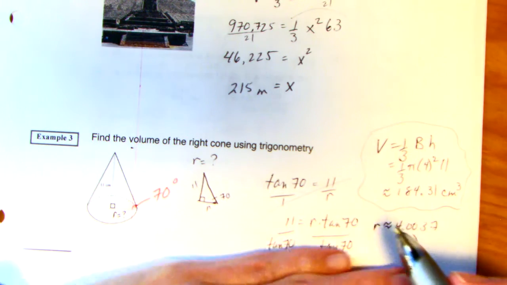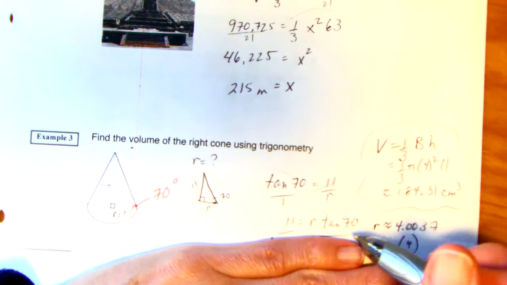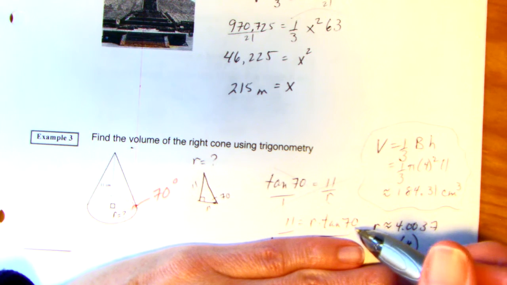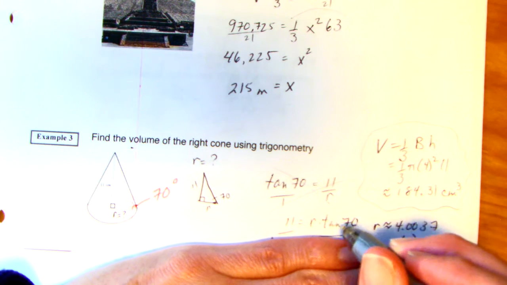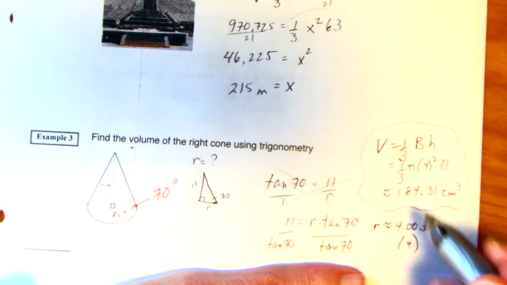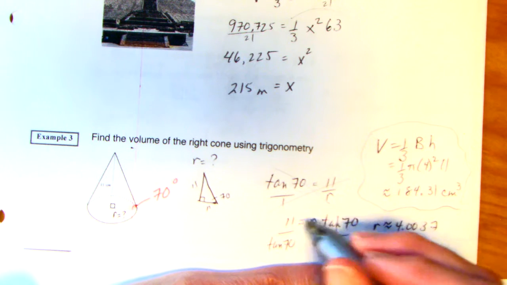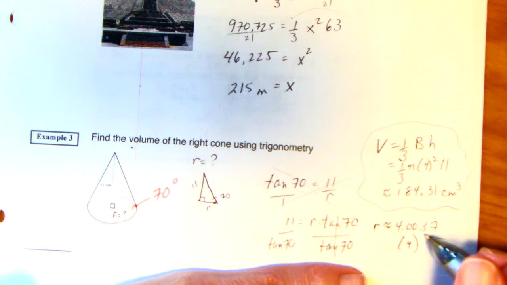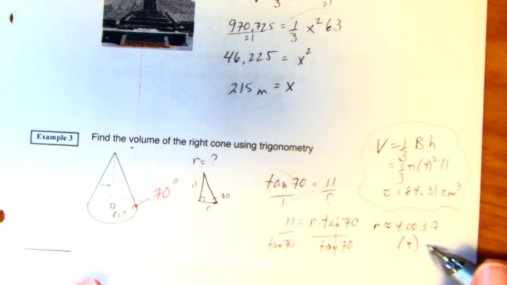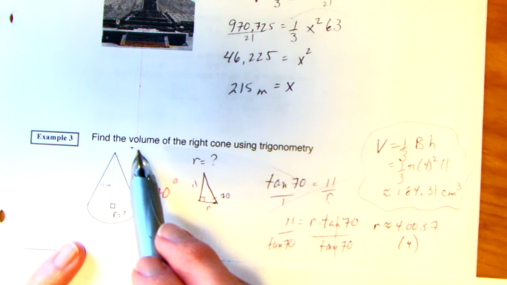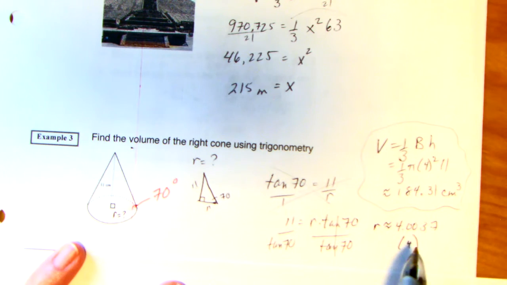1 times 11 is 11. Then r times tangent of 70 is r times tangent of 70. I want r by itself, so I'm going to divide both sides by tangent of 70. 11 divided by tangent of 70 is about 4. Now a lot of students want to stop right there, but be careful. I need to find the volume. All I did was find the r.